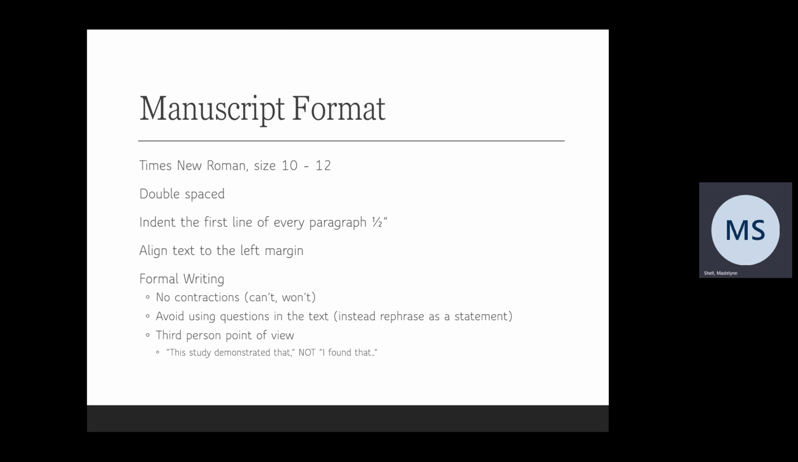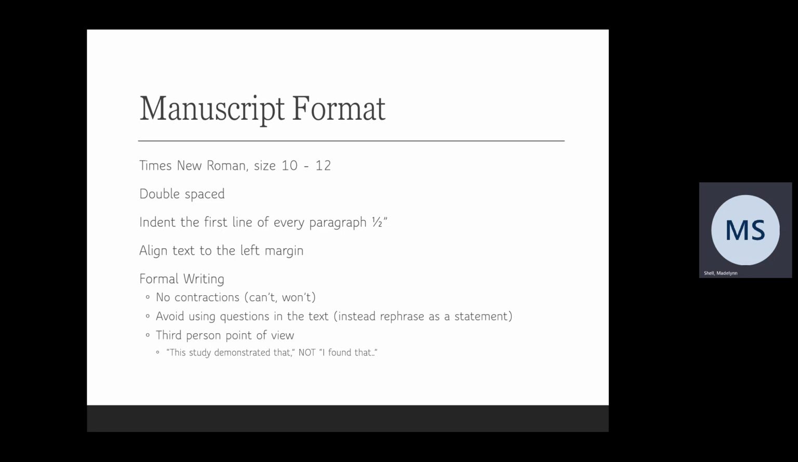So generally, manuscript formatting is Times New Roman, size 10 to 12. Everything should be double spaced. Anytime you start a new paragraph, each paragraph should be indented a half inch. The text should be left aligned as opposed to centered or right aligned. And you should generally use formal writing, so no contractions: can't, won't, don't, get rid of those and write it out.